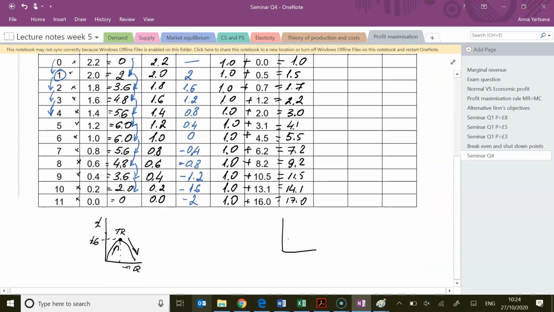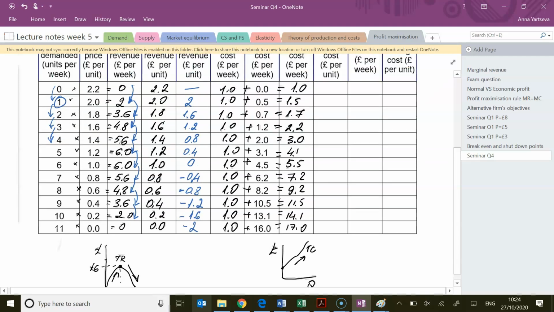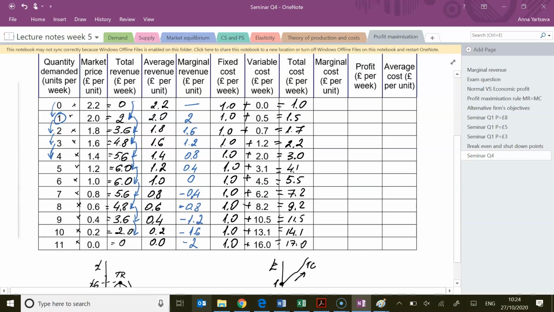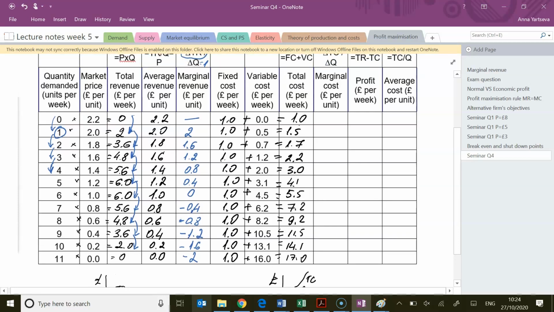As you can see here, total cost always goes up. Unlike total revenue, we start with £1 and then it goes up. Total cost always increases. Unlike total revenue, which we've had already. The more you produce, it starts at £1 minimum, and then it goes up, all the way up. So if you look at these numbers, they're always increasing. There is no maximum here. The more you produce, the more you have to spend.